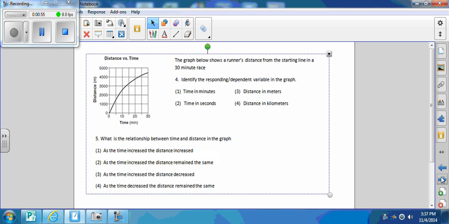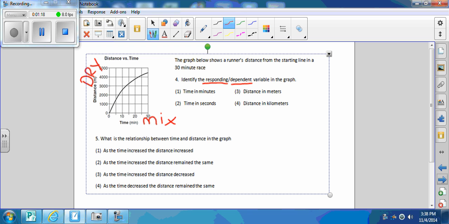All right, this page shows us a graph. The graph below shows a runner's distance from the starting line in a 30-minute race. Identify the responding dependent variable in the graph. Well, if you attacked your graph like you were told to, MIX and DRY, this piece was very simple. Your dependent responding variable, RD, is on the y-axis, so it should have been distance in meters.